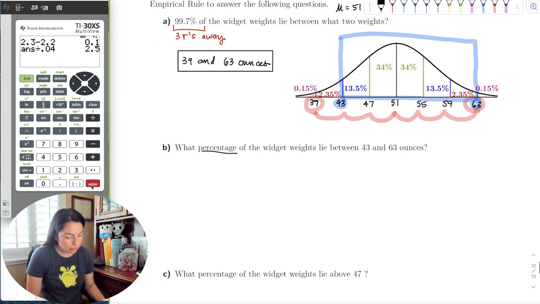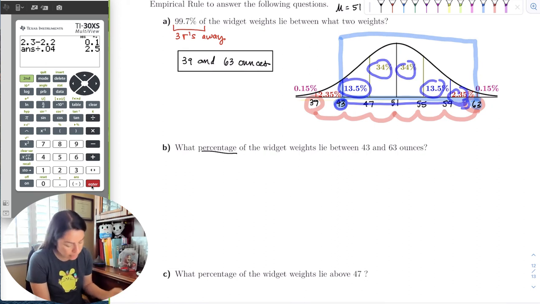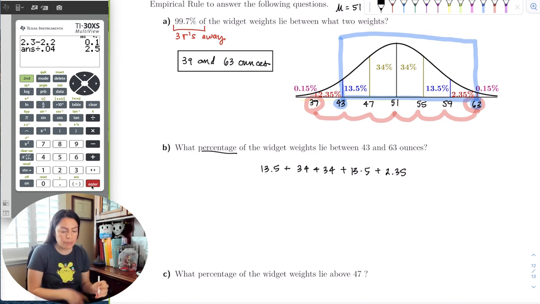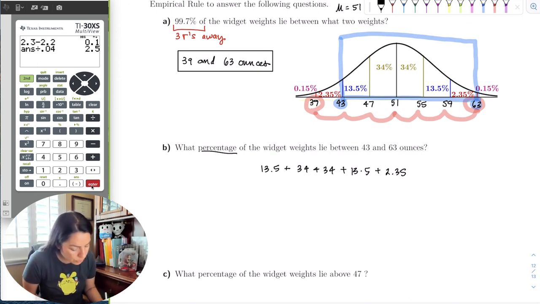I'm not going to be a hero. I'm just literally going to take each percentage from 43 to 63. Add this plus this plus this plus this plus this. That's all I'm going to do. So I'm going to have 13.5 plus 34 plus 34 plus 13.5 plus 2.35. Okay, so we know that it's going to be 95% plus 2.35, so 97.35%.